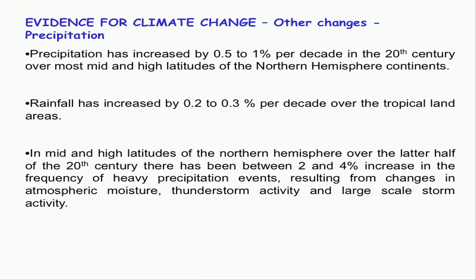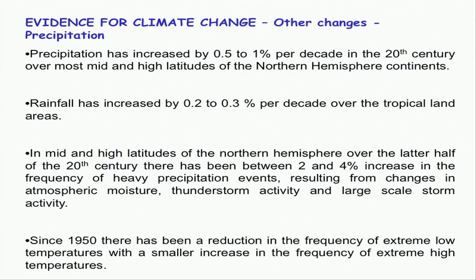So the frequency of these very heavy precipitation events, due to the transport of water vapor we mentioned, has caused big increases in the heavy precipitation events. And of course that can lead to more floods. And of course those have resulted from changes in the atmospheric moisture, as we mentioned, and that also leads, of course, to more thunderstorm activity, much more large-scale storm activity. More water vapor is essentially a way of putting more energy into the atmosphere.